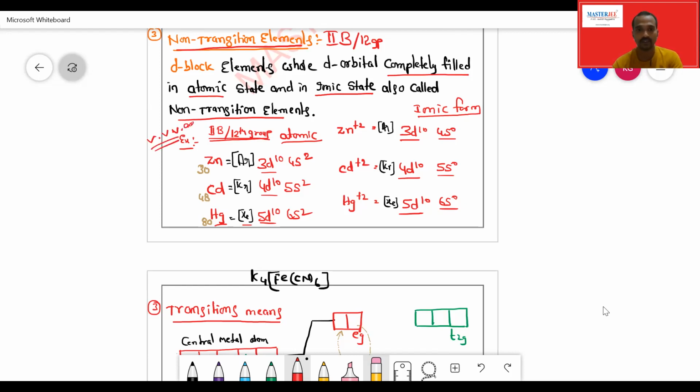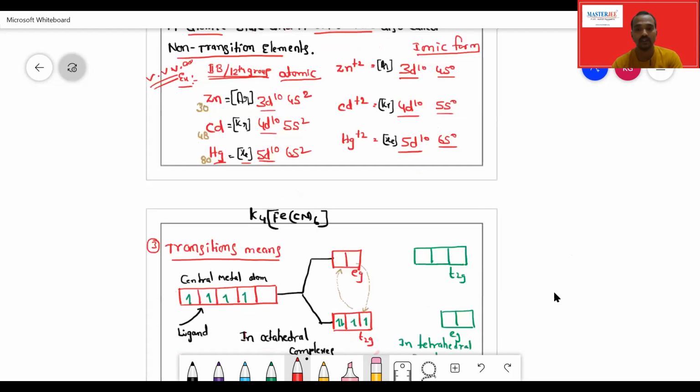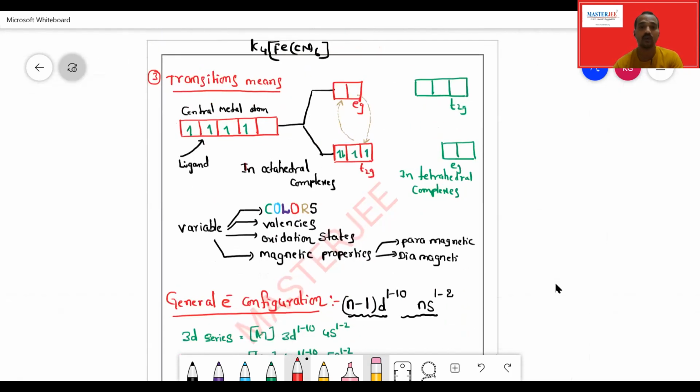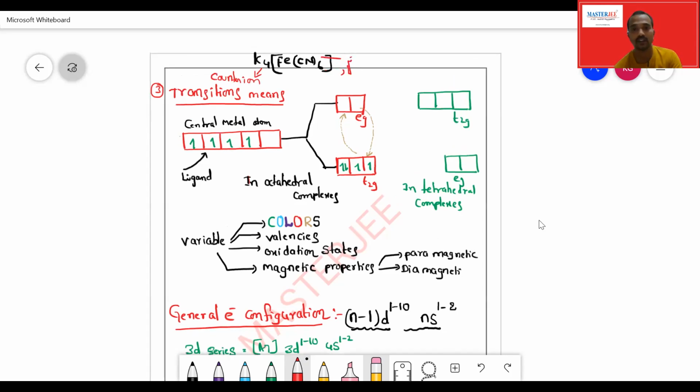Next, this is about transition elements. Now we have to see what is meant by transition. What is transition and how does it take place? First of all, I'm taking one complex, potassium hexacyanoferrate. In that, this is potassium, which is the counter ion, and here these are C, the ligands.